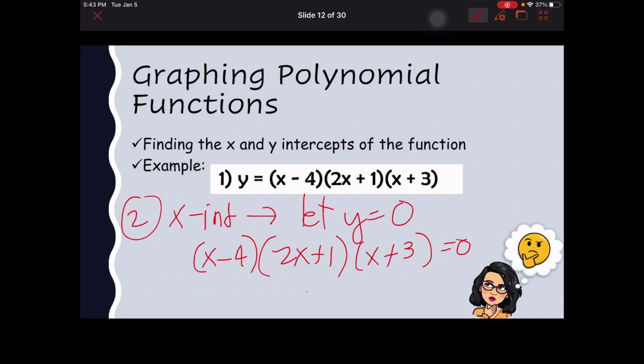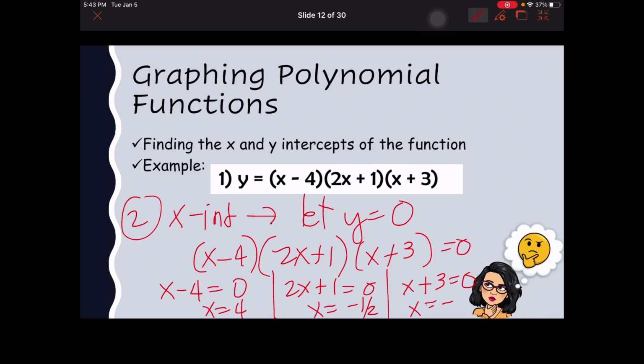So, we will equate each factor to 0 para po makuha natin ang roots or zeros of our function. So, makukuha po natin dyan ay x = 4, x = -1/2, at x = -3. So, yan po ang ating mga x-intercepts.